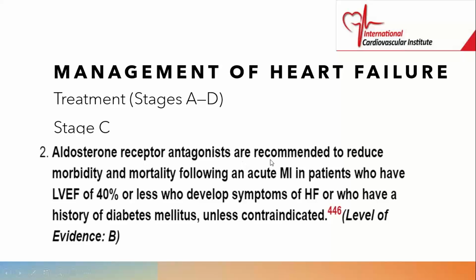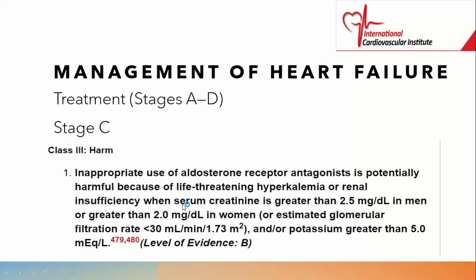So aldosterone receptor antagonists are recommended to reduce morbidity and mortality following acute MI. So in addition to your regular heart failure patients, if the patient had a prior heart attack, it can reduce morbidity and mortality if their ejection fraction is 40% or less. With your regular heart failure, 35% or less. But if they had a heart attack now, if the ejection fraction is 40% or less, or if they develop heart failure symptoms, or if they have a history of diabetes mellitus, they should be on the aldosterone antagonist.